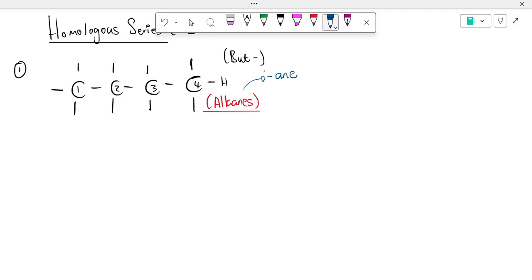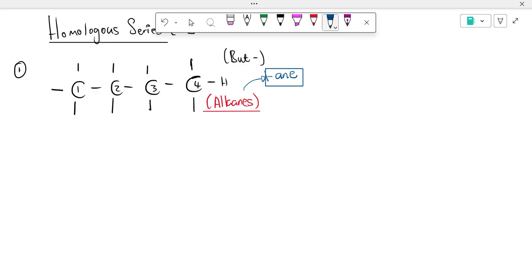So what is a suffix? The suffix is what I like to call the surname of the compound. Remember, everyone's surname comes at the end? Yes, the suffix also comes at the end. So for every compound that I have, I must identify the prefix. What helps me identify the prefix? The number of carbons. Please take note of that. What helps me identify the suffix? It's the type of homologous series.